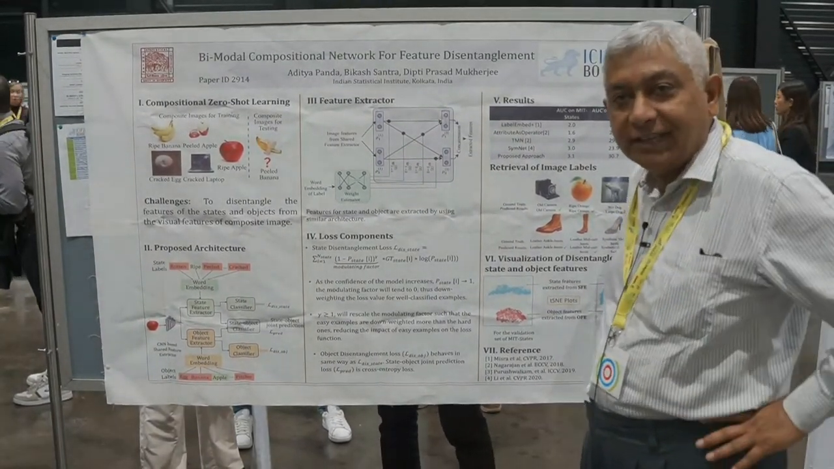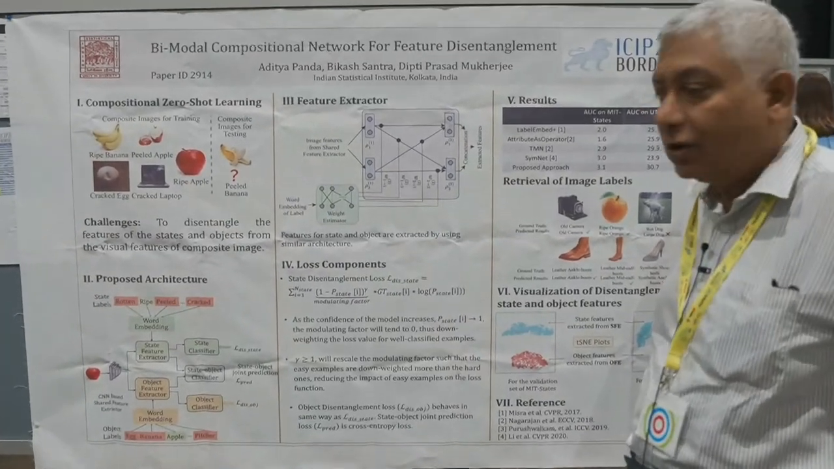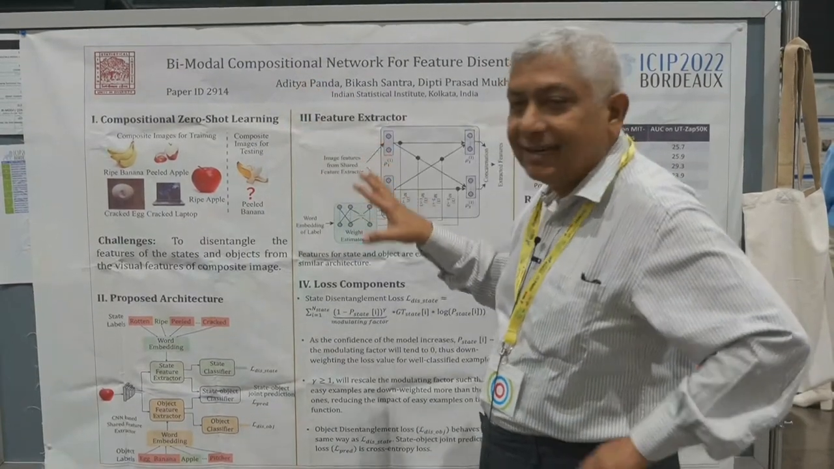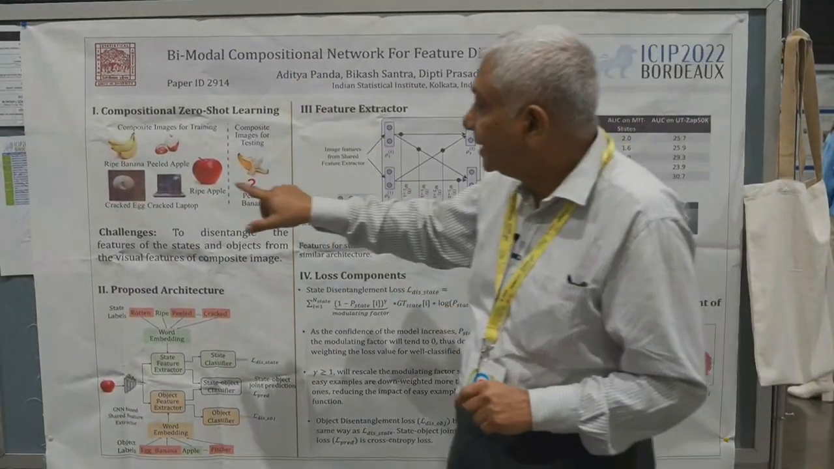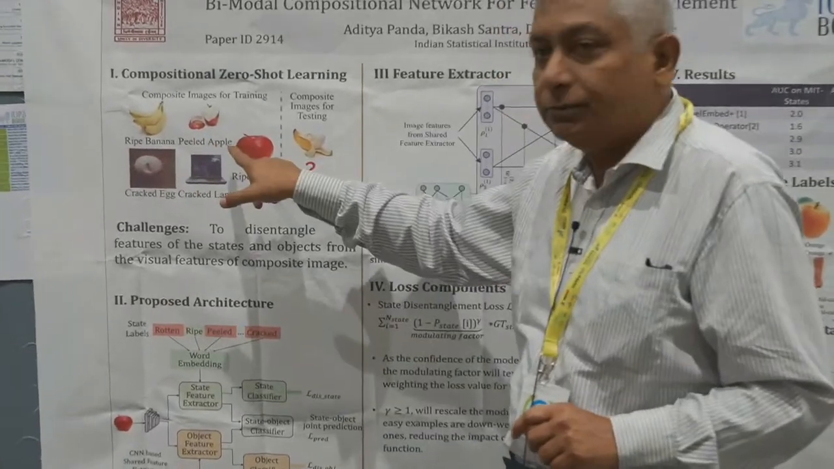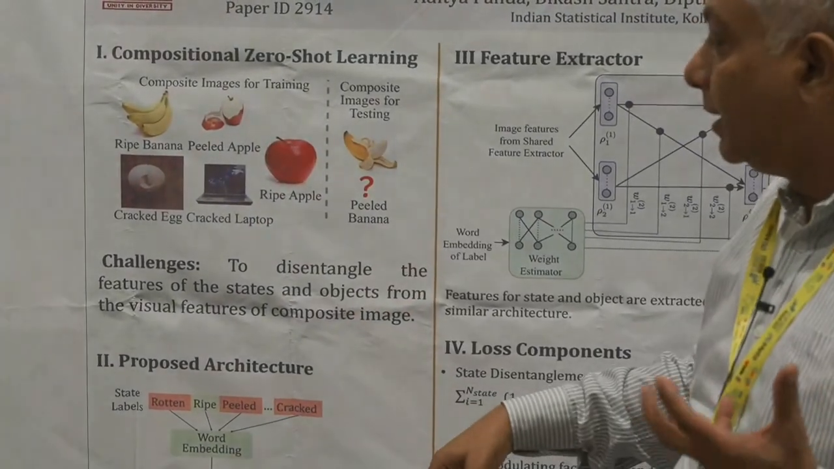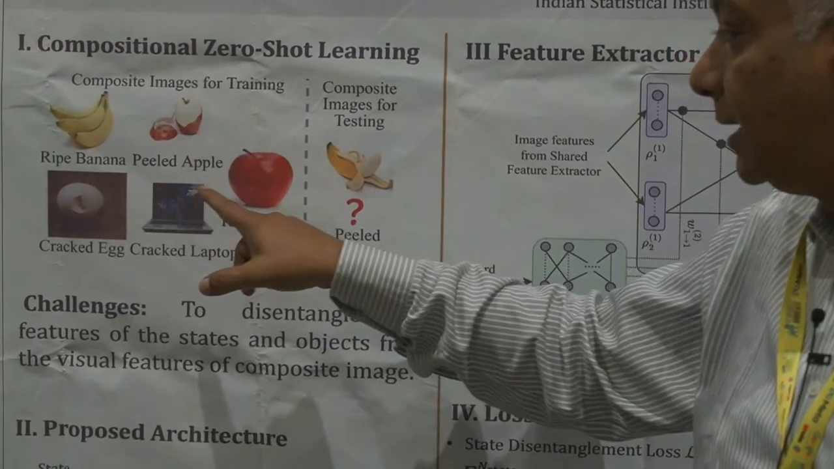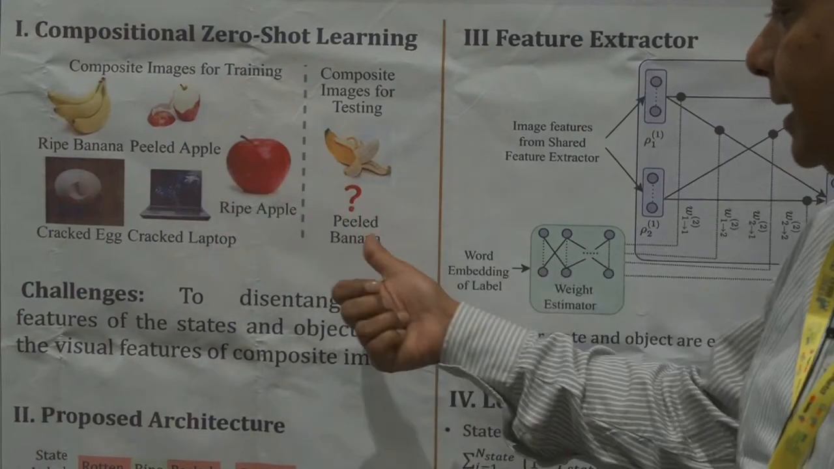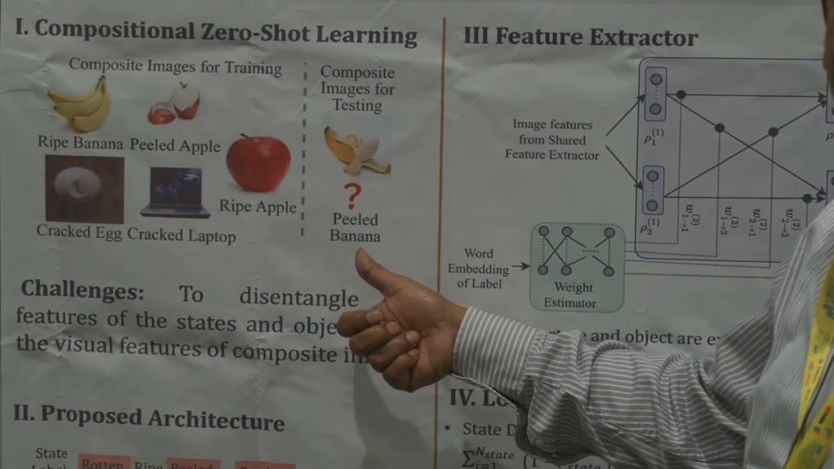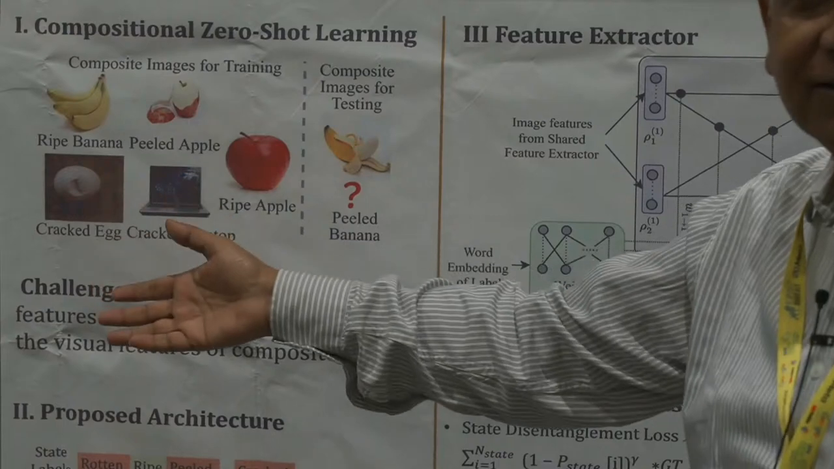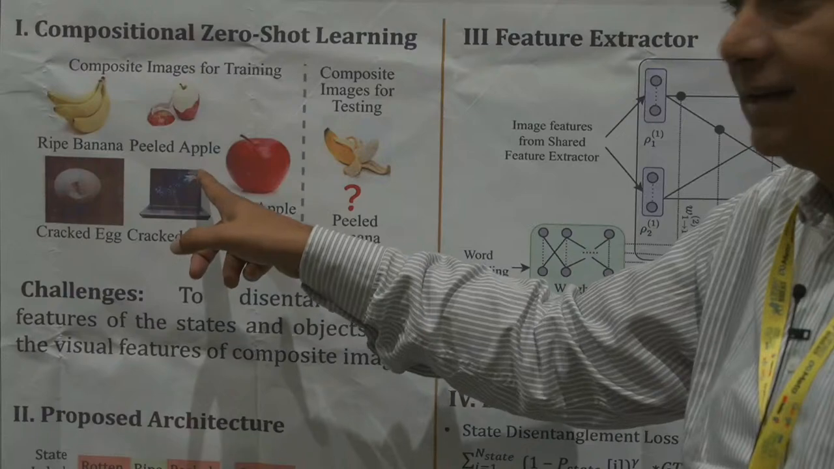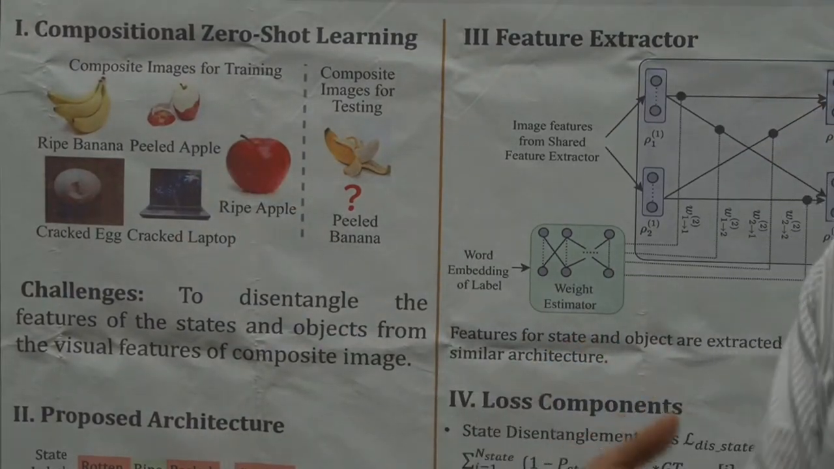Hello, good morning. This is a work on bimodal compositions. So this disentangles the state and the object. For example, if we have training samples as ripe banana or peeled apple, can we recognize a peeled banana? So peeled banana is not there in the training set, but can we do that from ripe banana and peeled apple, a combination of that?